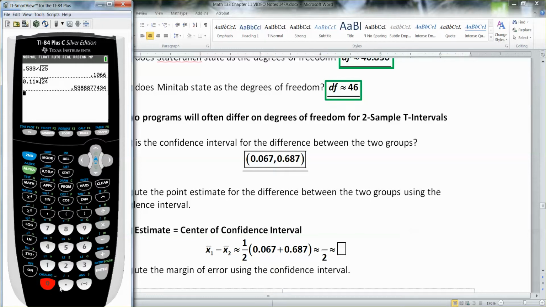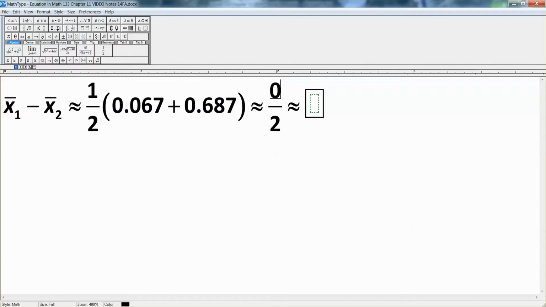So I'm going to take 0.067 plus 0.687, add them up, and divide by 2, and I'll have my middle, which is 0.377. So this is 0.754, and that makes 0.377.